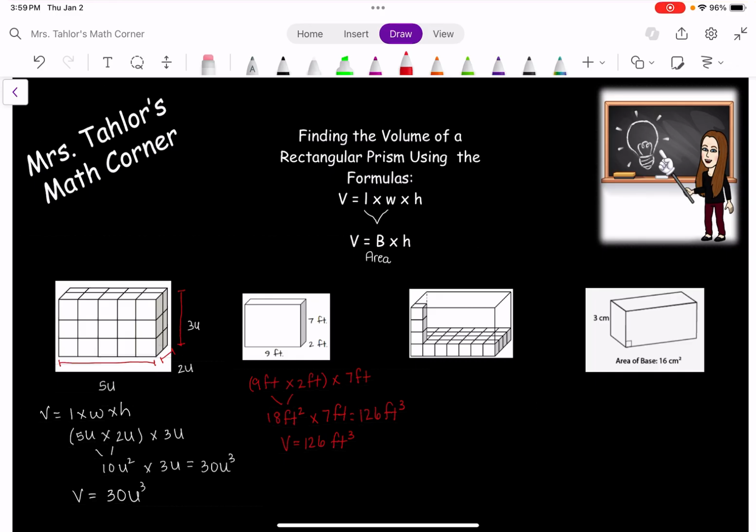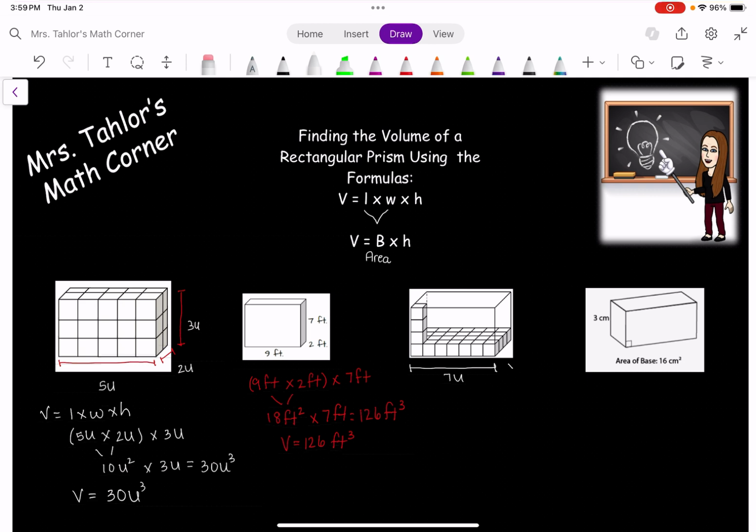For our last two figures, we're going to be using base times height. It does not matter if I have some pieces missing, as long as I can tell what the length is, what the width is, and what the height is in order to establish what the volume of the rectangular prism will be. So once again, I'm going to look at this figure and figure out the length of this figure. Well, if I count all of the unit cubes, I get 7 unit cubes.